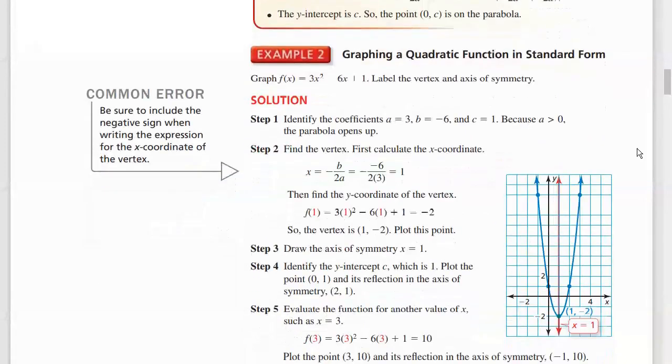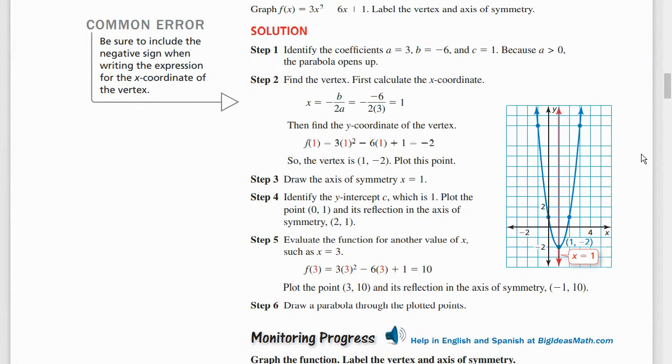So let's take a look at example 2. All right, so we've got 3x² - 6x + 1. So my a is 3, my b is -6, and my c is 1. And then a is greater than 0, 3, so it opens up. So let's first of all find the vertex. So let's use -b over 2a. So that would be negative, and then -6 over 2 times 3 would be -(-6) over 6, also known as 1.